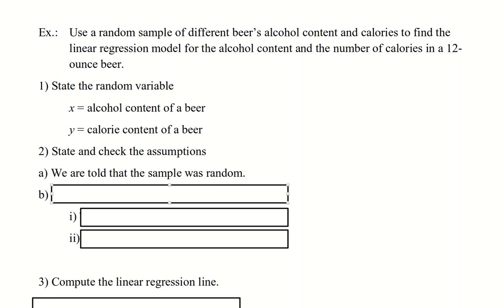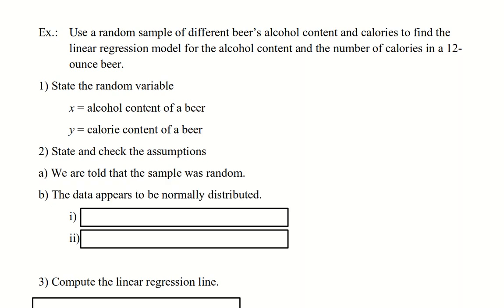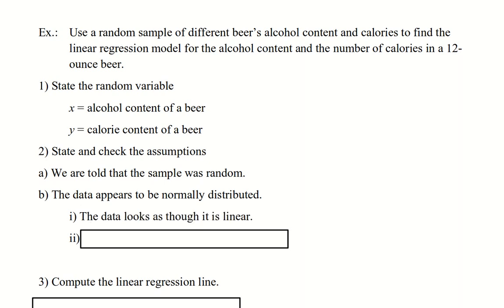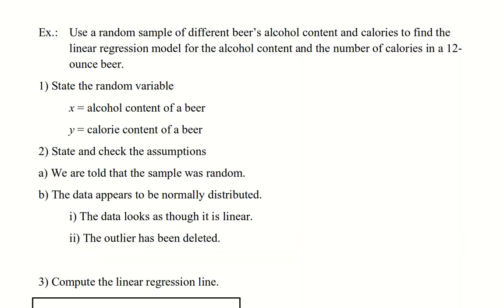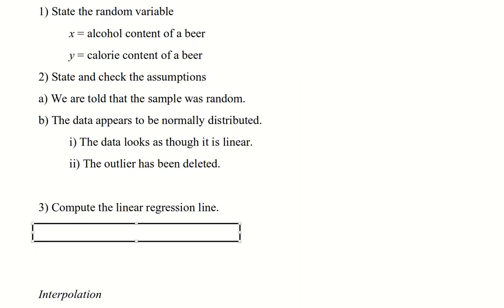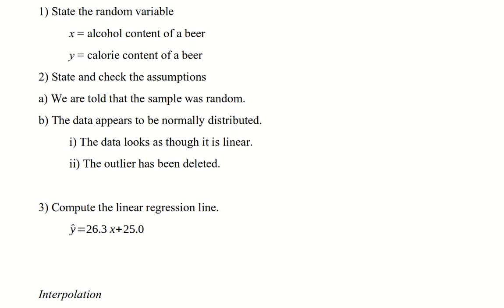And now we need to make claims about it being normally distributed. Now I'm going to say that it appears to be normally distributed because of what follows. So let's take a look at that. When we graphed the scatter diagram, it certainly looked as though it was linear. And we've done one thing more. We found an outlier and we deleted it. So the outliers have been deleted. And for those 2 reasons, one just by looking and one by deleting the outliers, we can assume that the data is normally distributed. Now the regression line, we've seen that in the calculator. So out it comes and we write our answer.